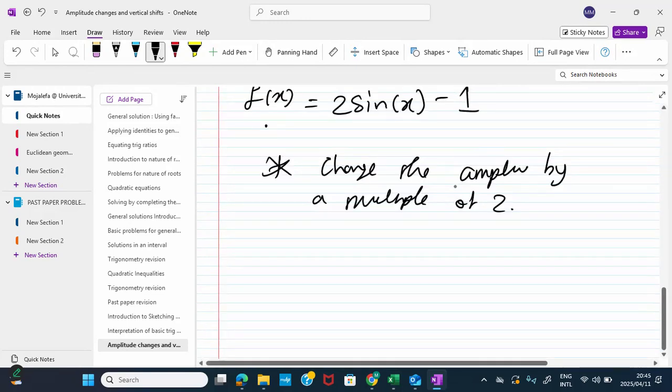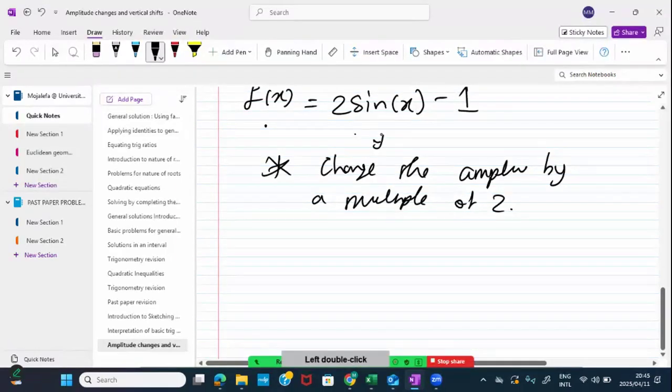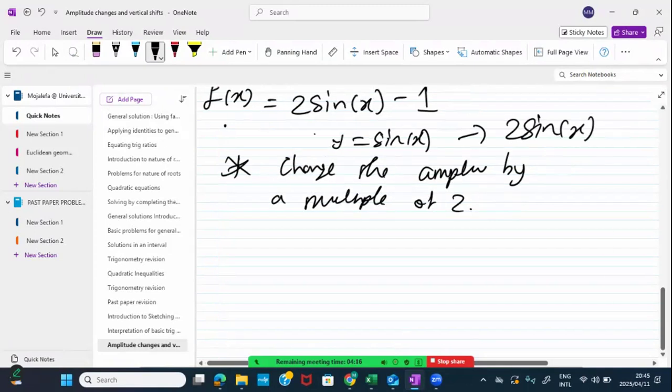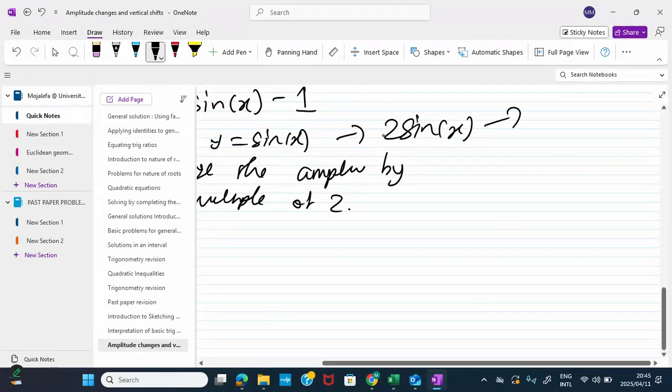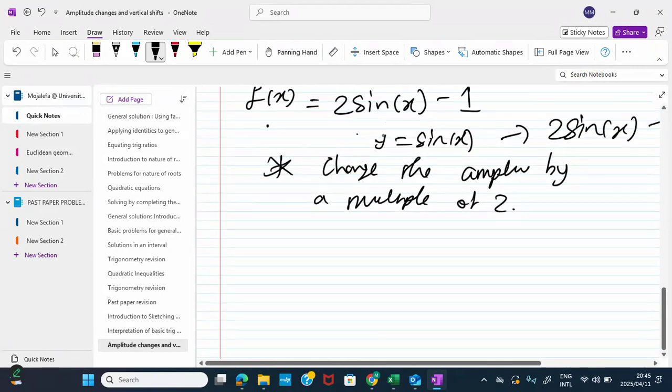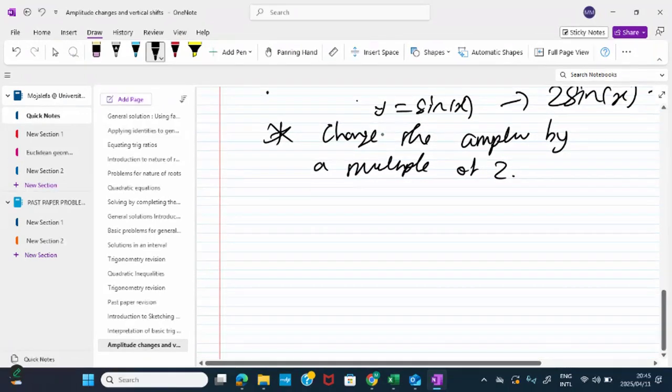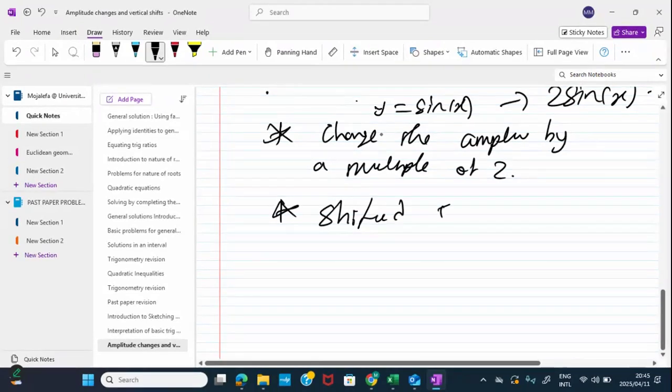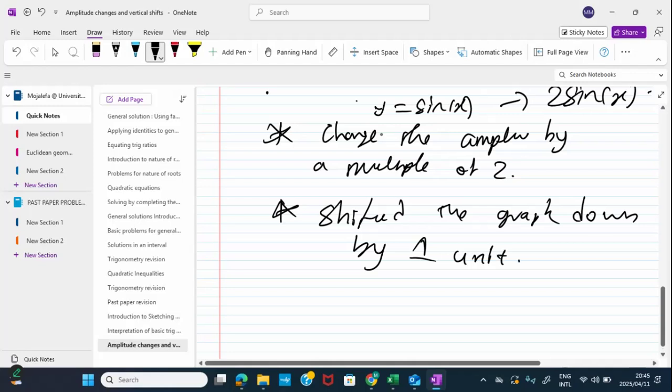So in other words, you can think of it like this: you had the graph of y is equal to sine x first. Then after that, you move to the graph of 2 sine x. And after getting the graph of 2 sine x, then you move to the graph of 2 sine x minus 1. Okay? After multiplying by 2, that's when you shifted the graph down by 1 unit. Okay? So let's do all of this.